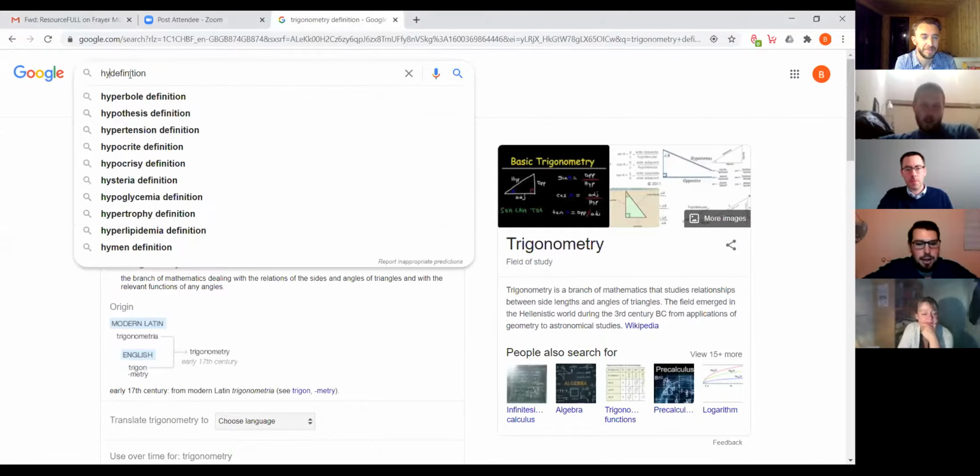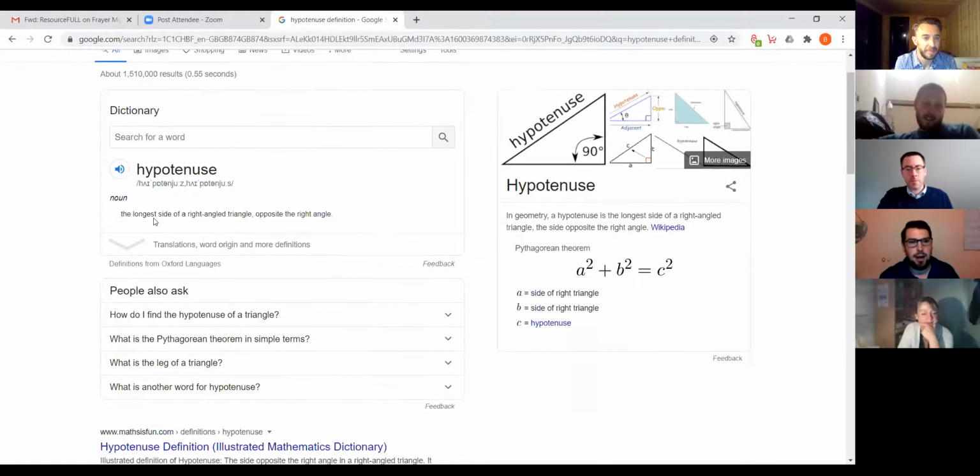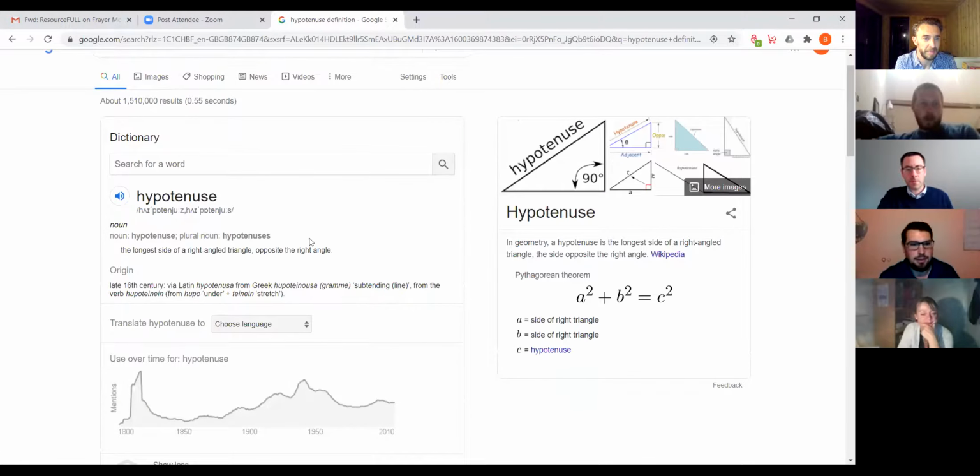I'm hoping this works from here. Got some nice links there to the parts of it as well, trigonometry. So hypotenuse definition, it brings up hypotenuse. You drop down that, and it shows you the origin. It's late 17th century from the Greek, the subtending line, from hupo, under, and teinein, stretch, so the stretch under. It's quite a quick way of finding some of that. That's awesome. I love seeing just basic things that I wouldn't have known before. That's fabulous.